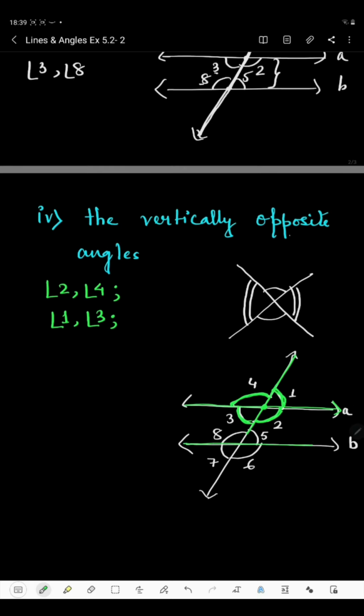Now there is another parallel line which is B, and the transversal cuts this line at this point. So this is another intersecting point. So here the angles formed in opposite way are 6 and 8. So that means this 6 and 8 is vertically opposite angle, and the last pair of vertically opposite angle is angle 5 and angle 7. Okay, so the pairs of vertically opposite angles are angle 2 and angle 4, angle 1 and angle 3, angle 6 and angle 8, and angle 5 and angle 7.